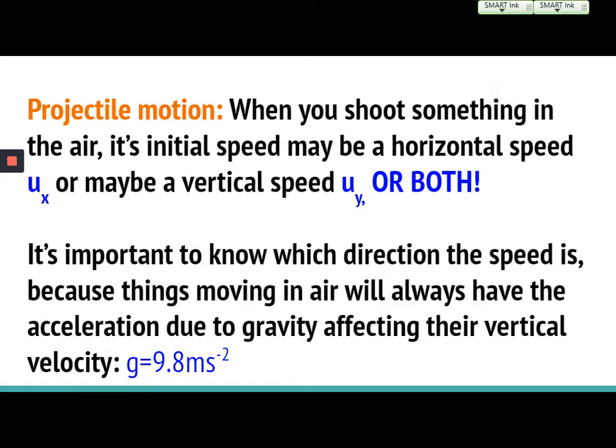So, projectile motion. This is when you shoot something in the air. Its initial speed could be horizontal, which might be a ux, or maybe a vertical speed uy, or, as you're going to see today, you could have both at the same time. It's important to know which direction the speed is going, because when you're moving in the air, you're always going to have the influence of gravity pulling towards the ground, affecting the vertical velocity.